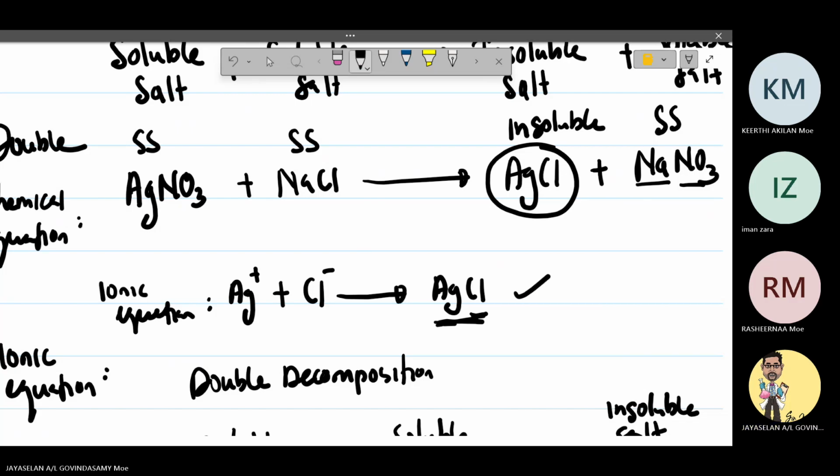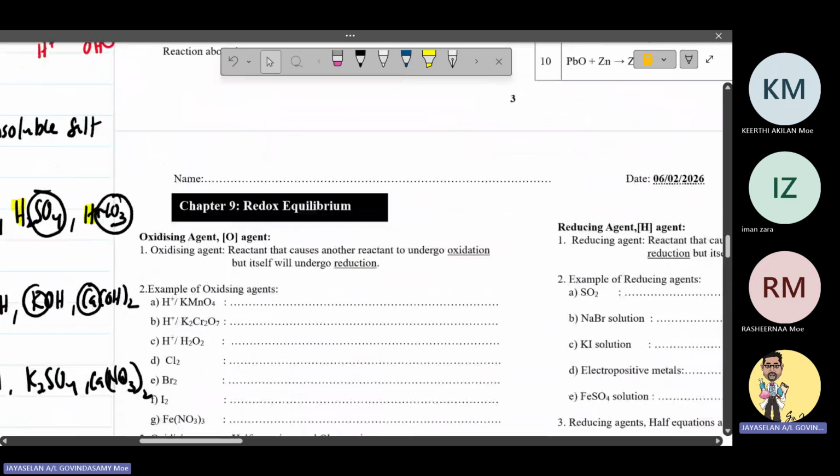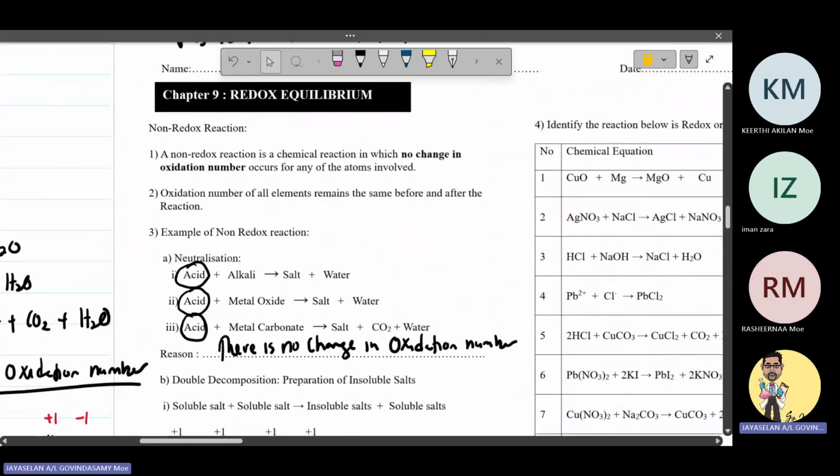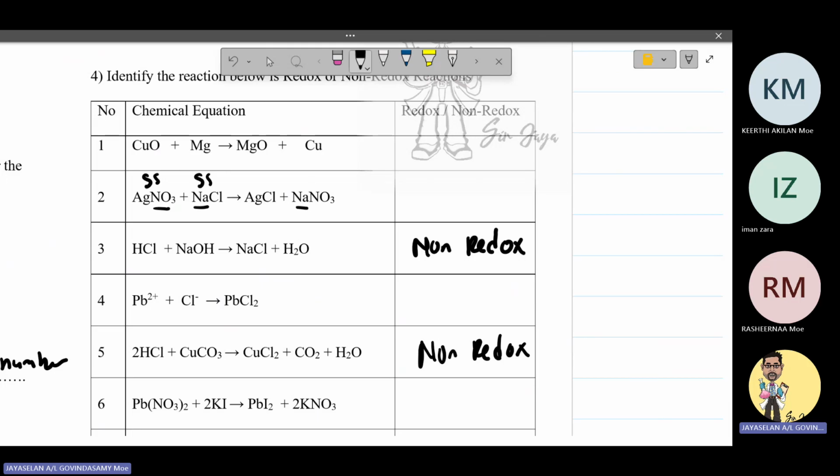Any question? No question. All of you understand? Okay, now we go for the last part, this one. Which one insoluble salt? Okay, this is soluble salt. This is soluble salt. This is soluble. This is automatically insoluble. And this reaction non-redox reaction.